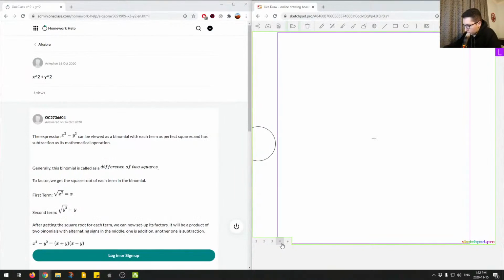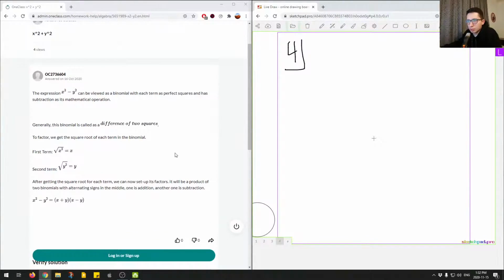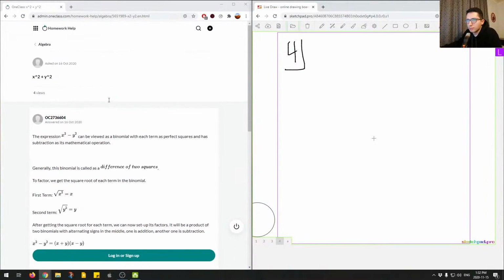So here we have question number 4. Alright, so here we're given x squared plus y squared. So no real question. I'm going to base my solution on what the junior tutor answered. So here they have the expression x squared minus y squared can be viewed as a binomial with each term as perfect squares and has subtraction as a mathematical operation.